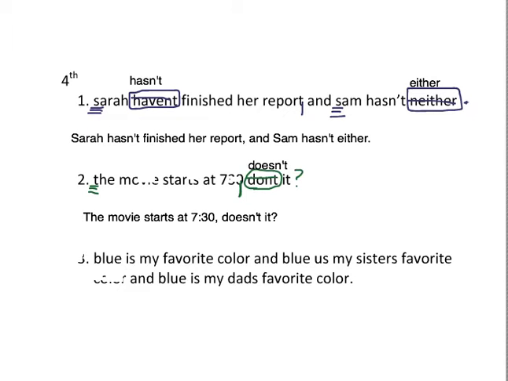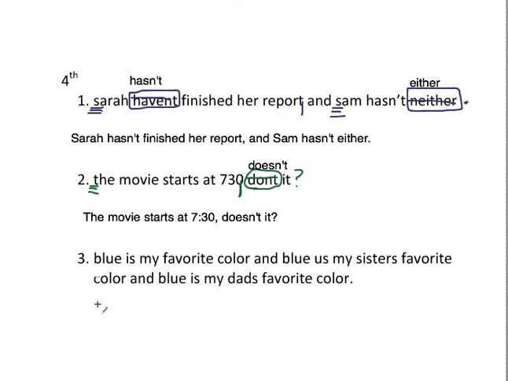So let's go ahead and look down at sentence number 3. Blue is my favorite color, and blue is my sister's favorite color, and blue is my dad's favorite color. Well, the first thing I check is, does it sound right? And this sentence does not sound right. It is a run-on sentence. So what we need to do is combine this or separate it into multiple sentences. And I would say, since we're all talking about their favorite color is blue, let's combine it into one sentence.